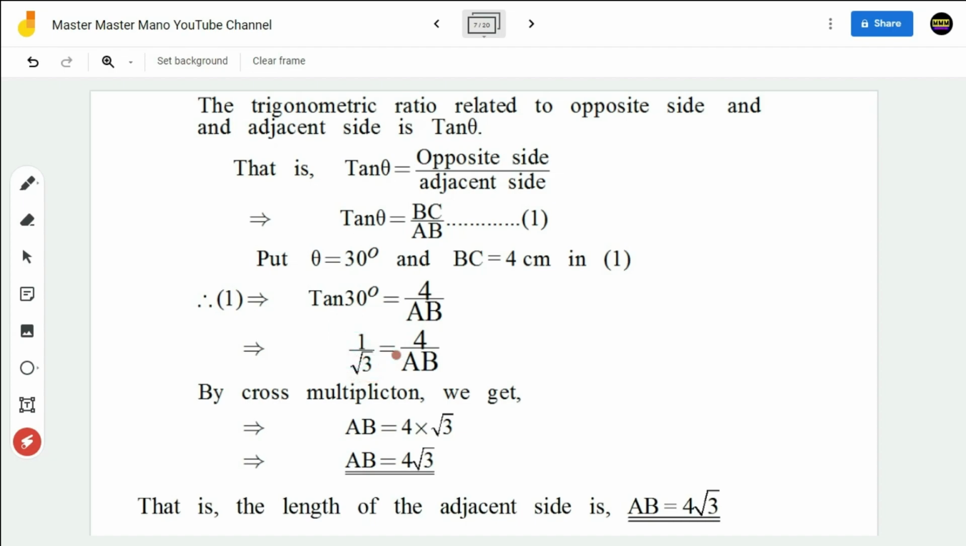Therefore, 1 by root 3 equal to 4 by AB. By cross multiplication, we get AB into 1 is AB equal to 4 into root 3, which is 4 root 3. Therefore, we have found the length of the adjacent side AB as 4 root 3 by using the trigonometric ratio.